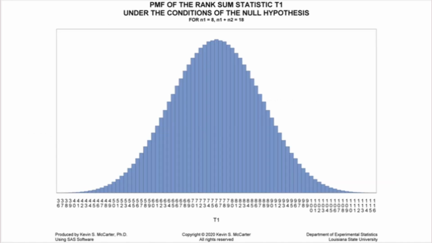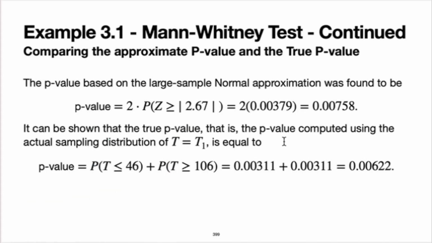So based on that, we could find the true p-value for this test, and the true p-value is 0.00622. So we see that the approximate p-value is not exactly equal to the true p-value, but it is fairly close, and because the approximate p-value is so much easier to calculate, it's really not even worth taking the time to compute this exact p-value unless we already have the software to do it. So what we're showing here is that this approximation to the Mann-Whitney test does a very, very good job for us, and it doesn't take long to do it at all. All right, so that's the end of example 1.